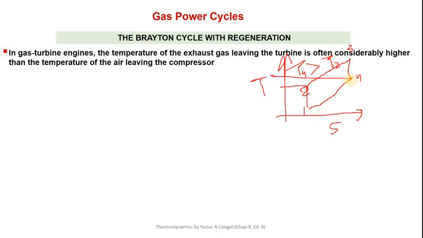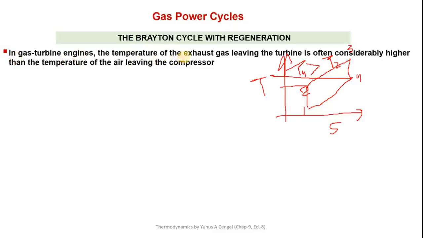What is T4? It is at the exit of the turbine, and it is entering into the exhaust, right? And if this temperature is higher than this temperature, then we can utilize this heat to heat the air before it enters the combustion chamber. So that is the logic behind this regeneration concept of a Brayton cycle. So now let's read.